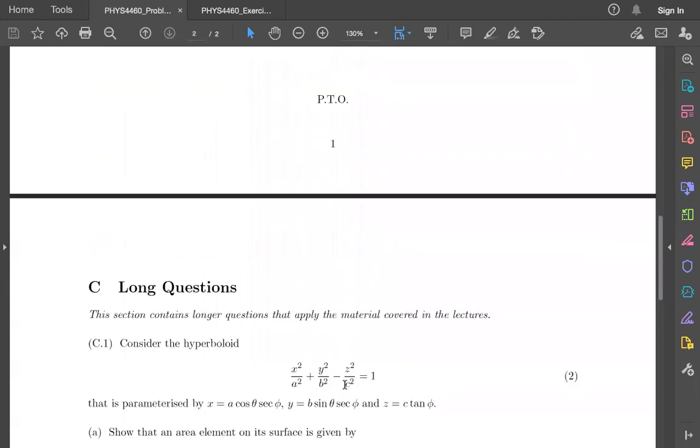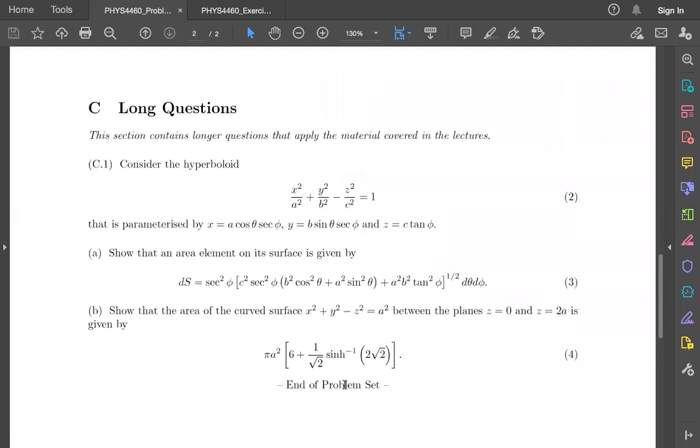Coming to the third part, it's also quite straightforward. Let's look at it together. It's about a surface, a hyperboloid, and the hyperboloid is defined this way, and the parameterization is given by this expression here.